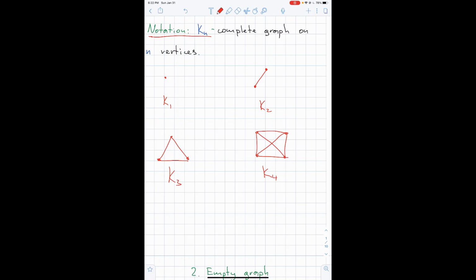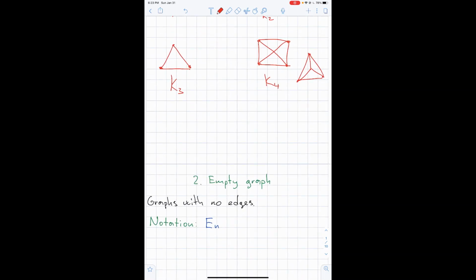One can also draw K4 a bit differently. So, for example, like that. And maybe one more example. K5, we have 5 vertices, and all of them are connected. So it's going to look like that. A pentagon and all the 5 diagonals in the pentagon. So that's K5.